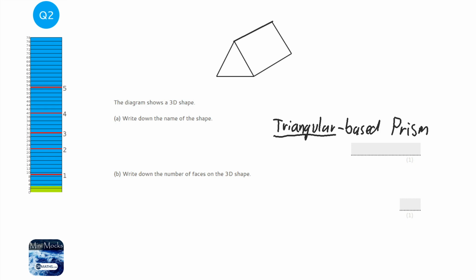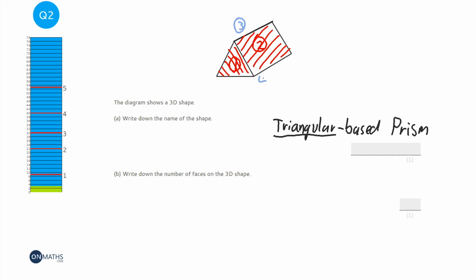It says write down the number of faces. So the face we can see here is a triangle, so that's 1. Then we've got 1 along here, which is a rectangle. So we've got 2 that we can see, but there is also going to be a third one round here, which is also going to be a rectangle, a fourth one at the bottom, which is going to be a rectangle, and then a fifth one round the back, which is going to be a triangle, just like number 1. So in total there are 5 faces.